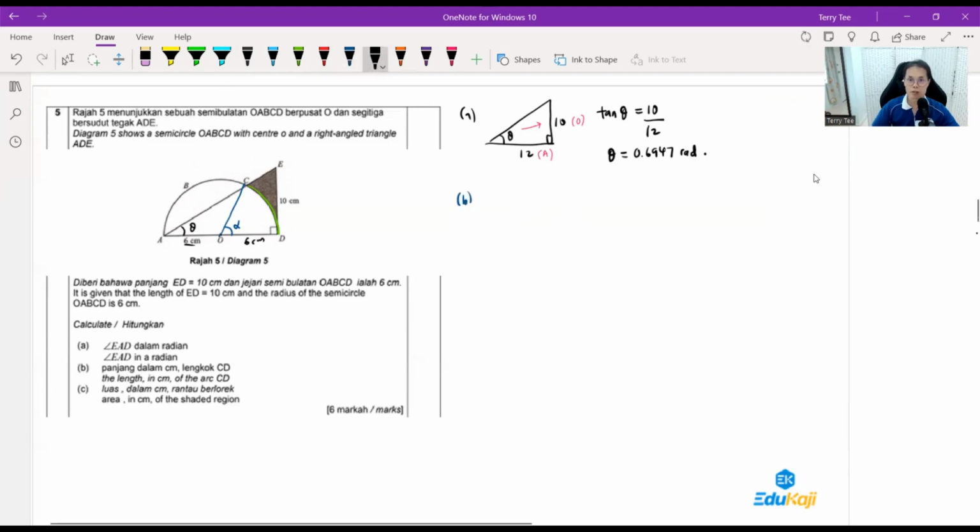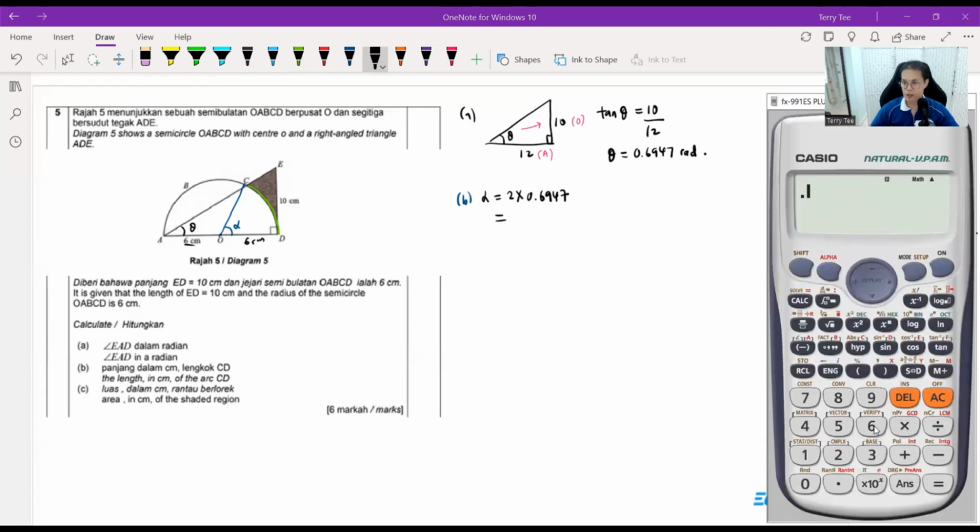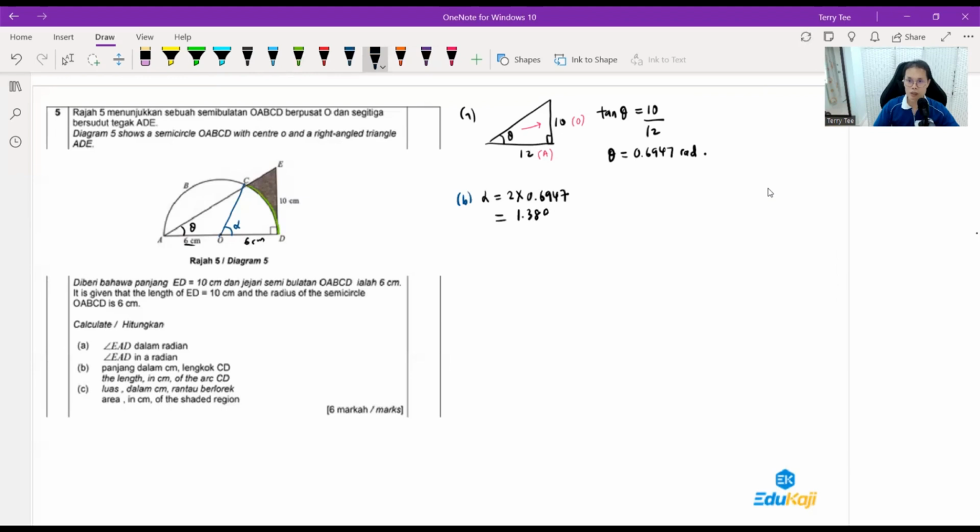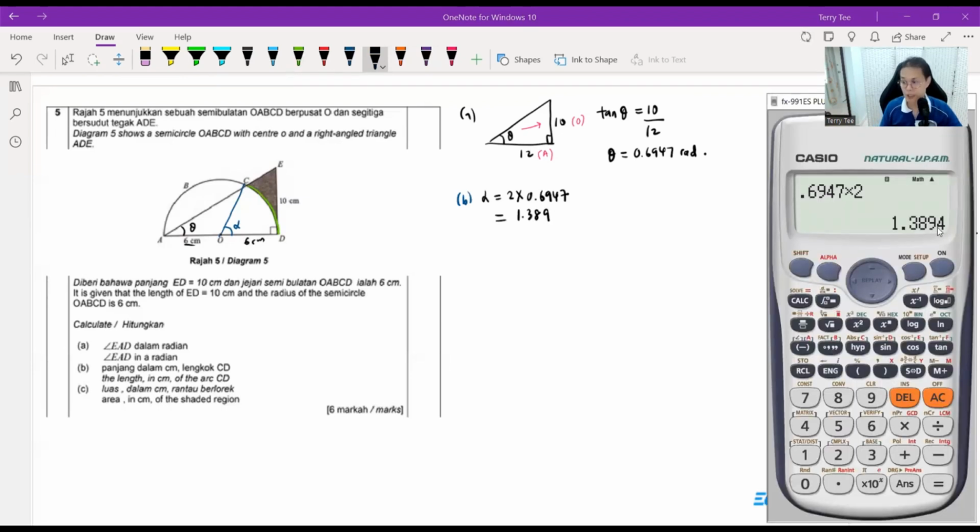Okay, let me just write angle COD, or your alpha, is just 2 times of your theta, 0.6947. Now, up to you. You can do one shot, or you can calculate the angle first. 0.6947, you times 2. I got 1.389. Now, if you do directly, you will have an additional 4 at the back. But if you don't want, you do one by one, it's also okay.